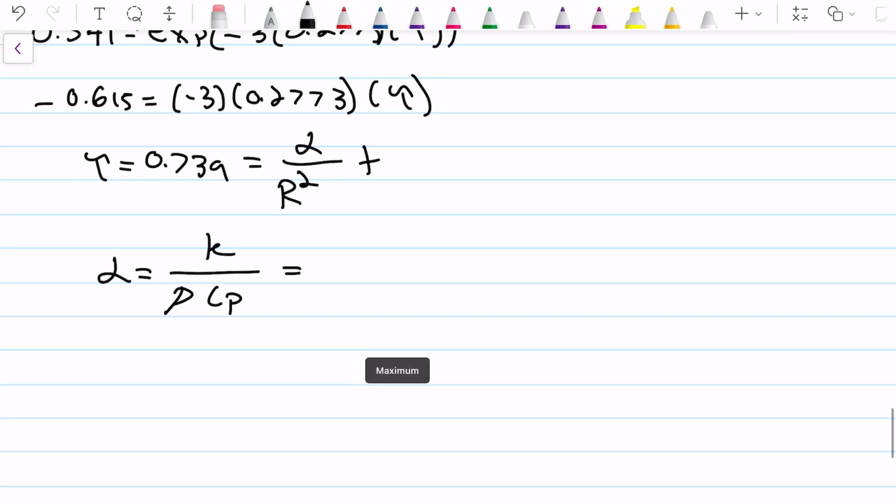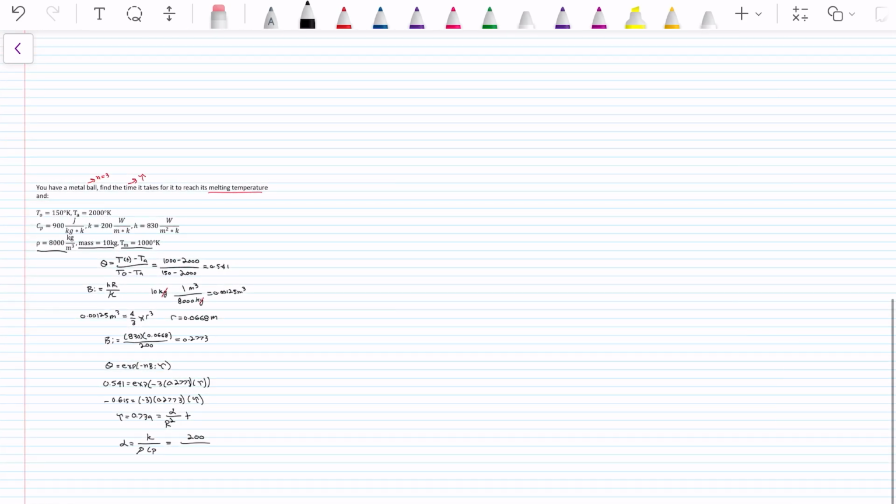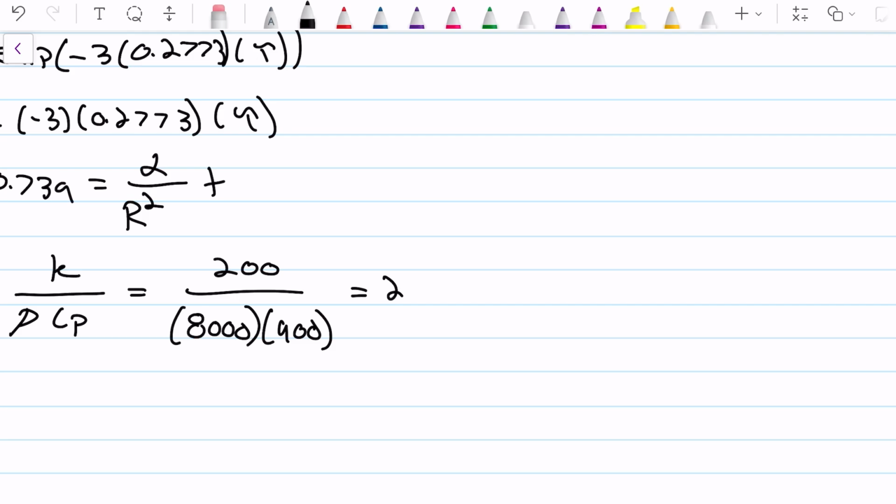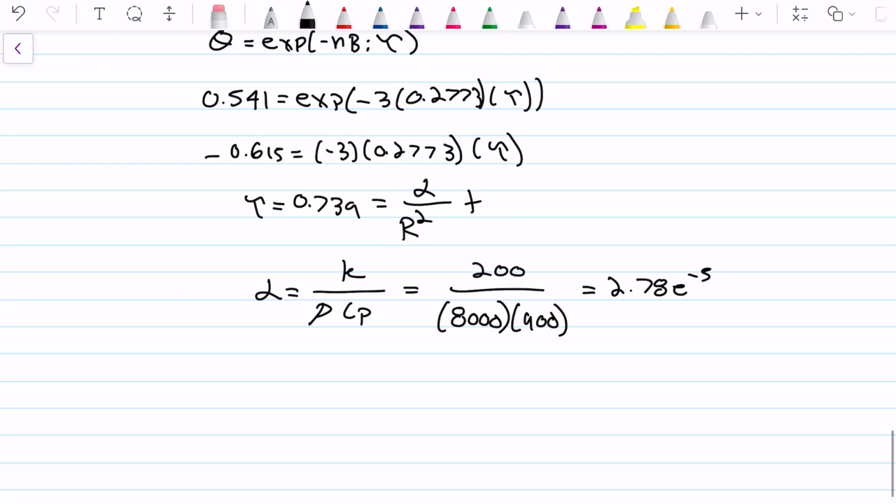Actually, let me just write it once. 200 for K, and then 8,900. Throw that in the calculator, and you get an alpha value of 0.278 e to the negative fifth. Sounds about right. Usually those are low.